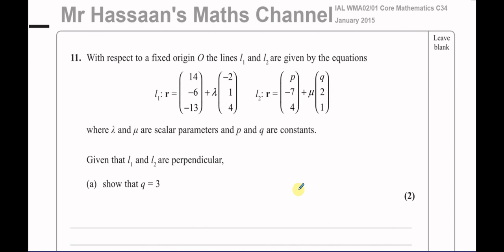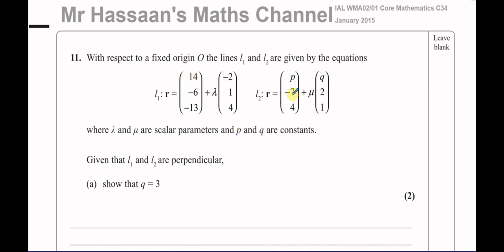This actually is related to the P4 syllabus about vectors. And this question I gave to my students in an exam, and one of them wants me to answer it. Now it says, with respect to a fixed origin O, the lines L1 and L2 are given by the equations as follows, where lambda and mu are scalar parameters and p and q are constants.